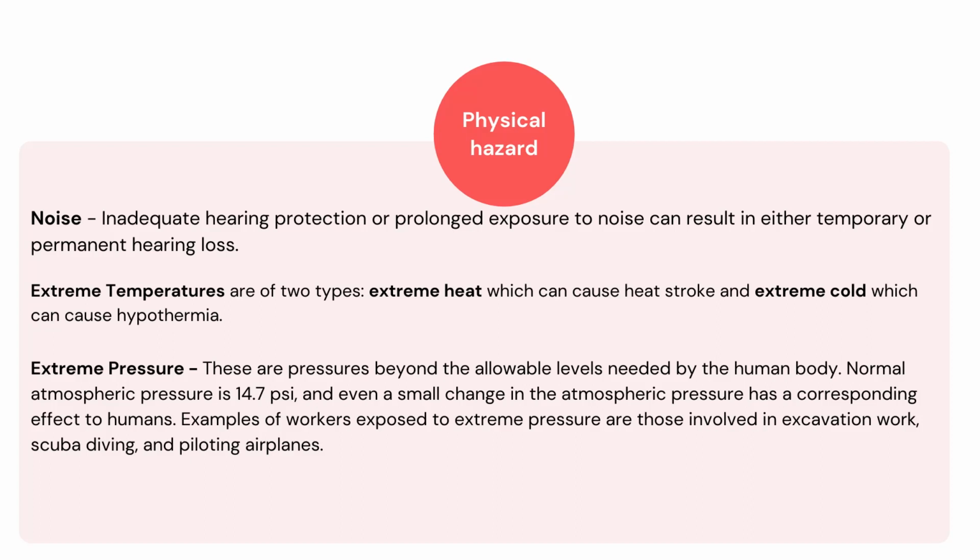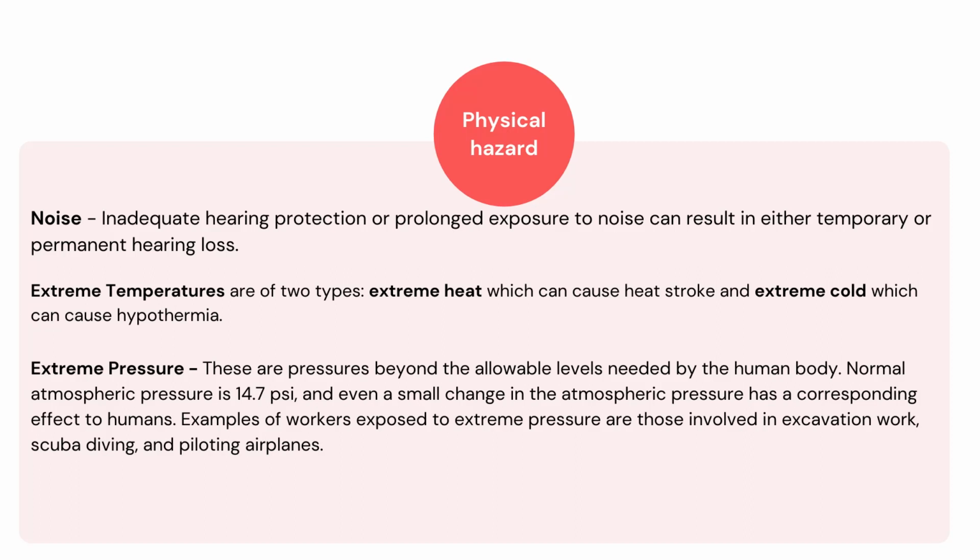Next is the physical hazard. Physical hazard is an agent, factor, or circumstance that can cause harm with contact. And there are different kinds of physical hazard. First one is the noise. Inadequate hearing protection or prolonged exposure to noise can result in either temporary or permanent hearing loss. So, the allowable exposure to noise is for 8 hours only 90 decibels, 4 hours is 95 decibels, 2 hours is 100 decibels, and for 1 hour is 105 decibels.